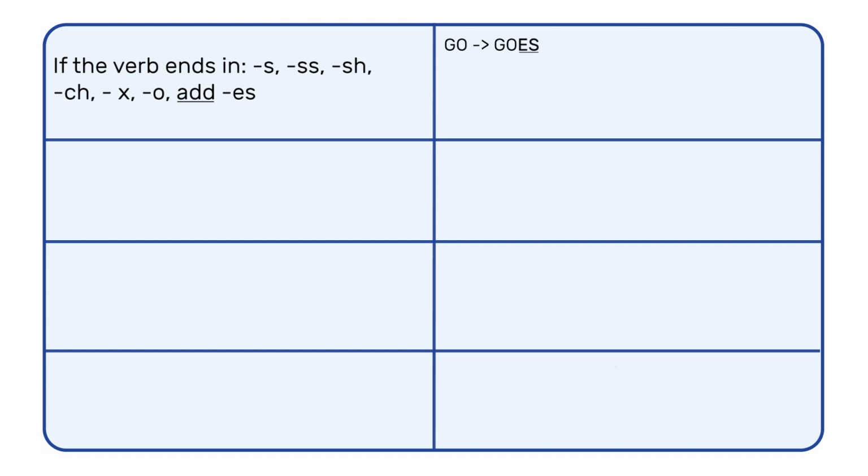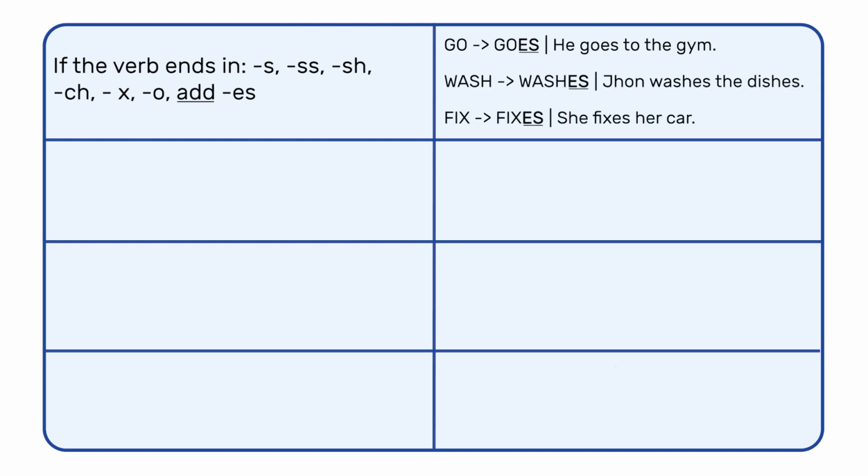For example, if the verb ends in s, ss, sh, ch, x, o, we are going to add es. For example, if we use the verb go, it would be goes. Remember, if we use the subject pronouns he, she, or it. He goes to the gym.